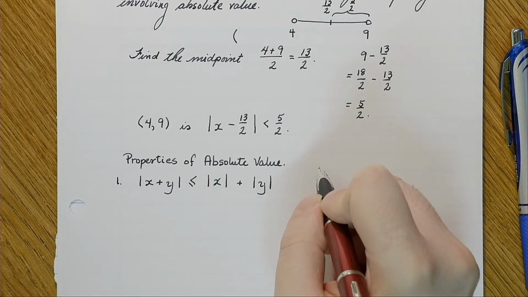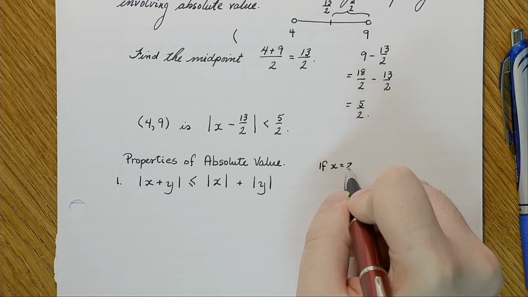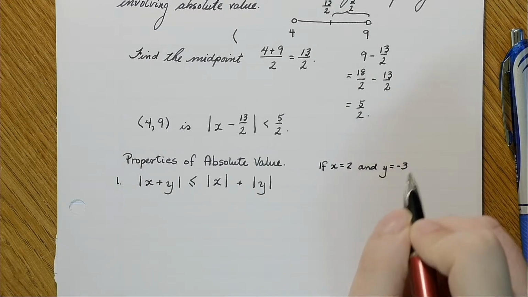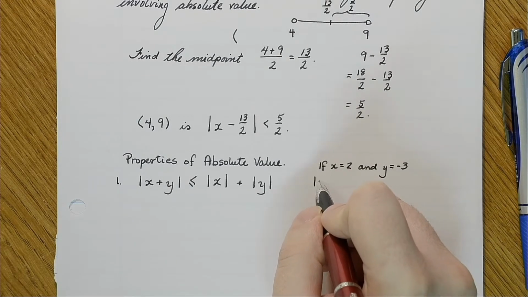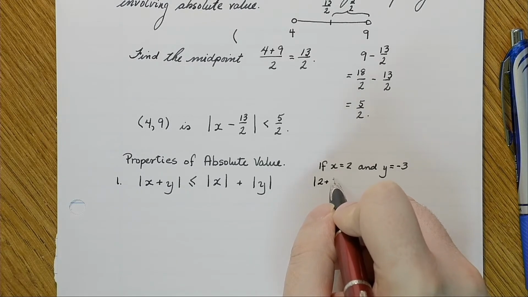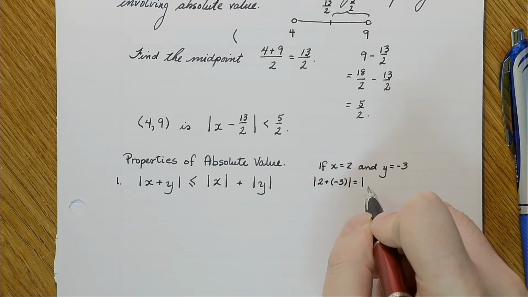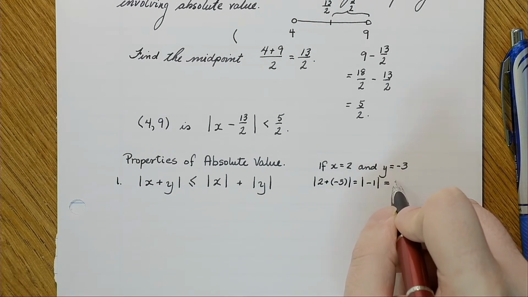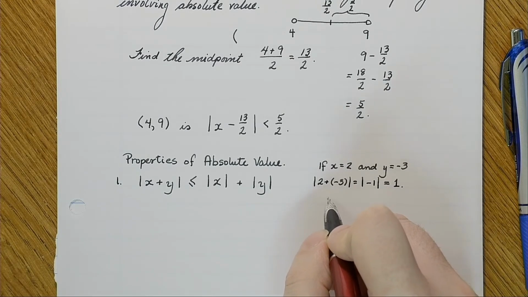But for instance, if I let x equals 2 and y equals minus 3, again, if they're different signs, then on the left-hand side, I have the absolute value of 2 plus minus 3, which is equal to minus 1, and then I drop the negative sign, so it's just 1.